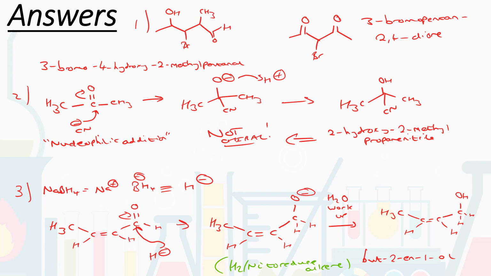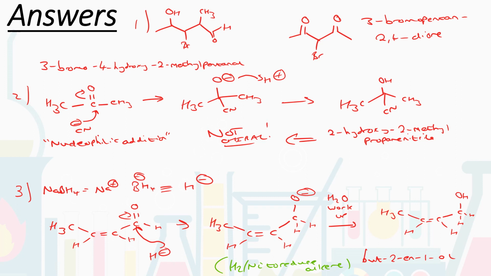Now, is the product chiral? Remember, for chiral molecules, we need to have 4 different groups attached to our carbon. And you can see here that our central carbon in this molecule has an OH group, a CN group, but then 2 CH3 groups. So there's not 4 different groups attached, and therefore this isn't a chiral molecule.